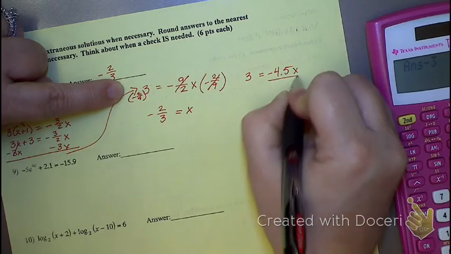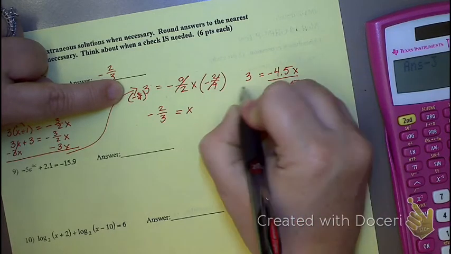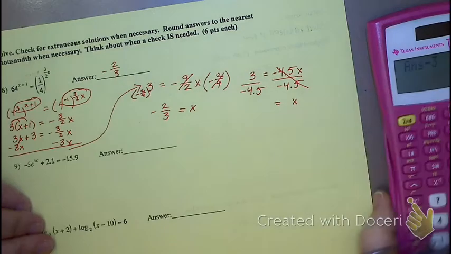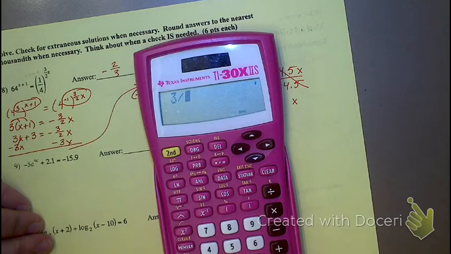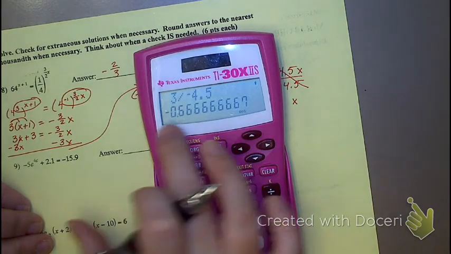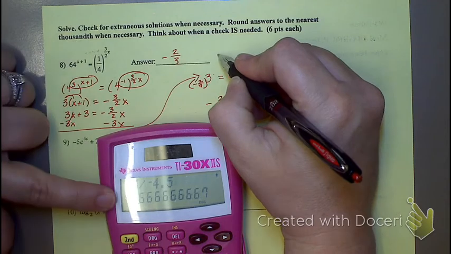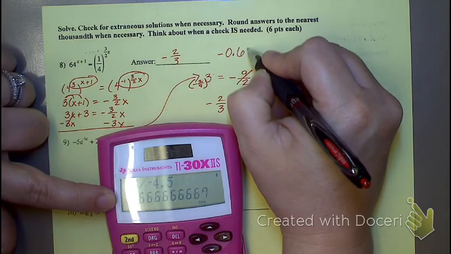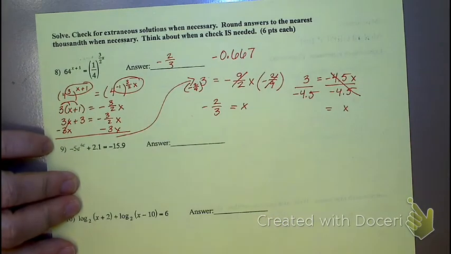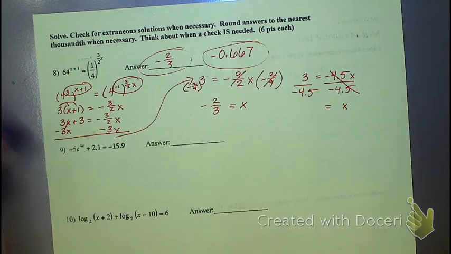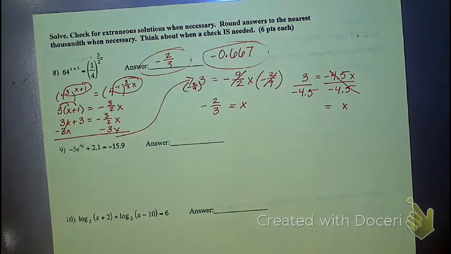I can divide by negative 4.5 and completely avoid the whole fraction situation. And 3 divided by negative 4.5 still gets me that 2/3, but as a decimal. So if I wrote it as a decimal, I would say negative 0.667, because I do want those 3 digits past the decimal. So either one of these answers is correct. You do not need to give me both. All right, next one.